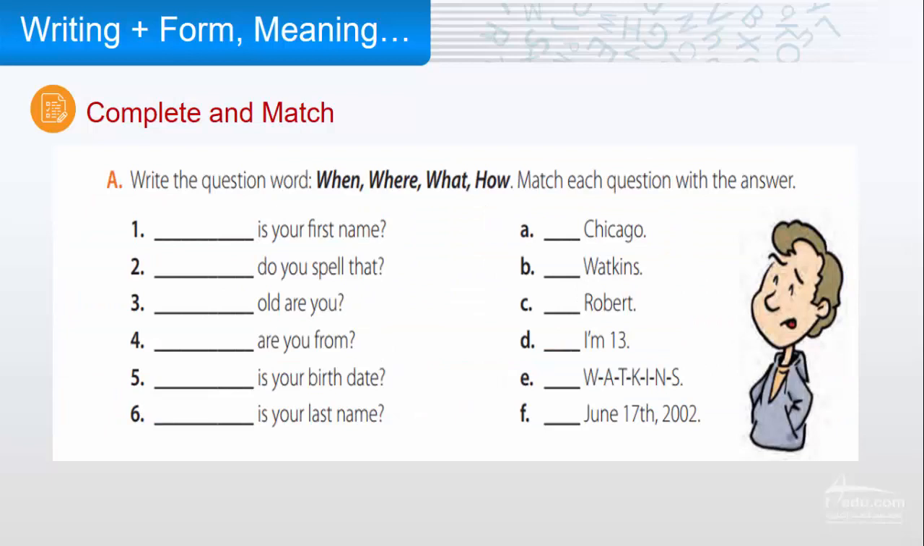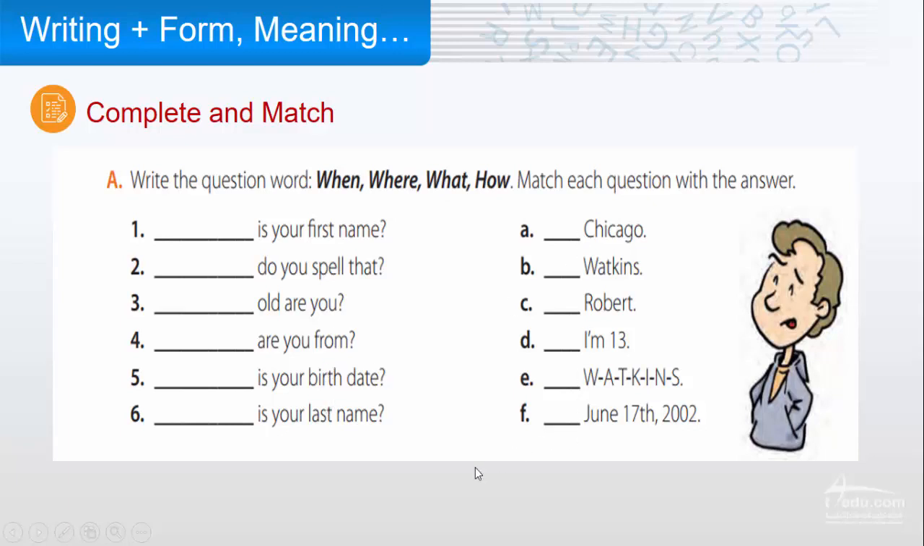Okay, so first we have complete and match. Here we have six questions without the question words. You will need to complete the questions with when, where, what and how. After we complete the question, we find the answers.